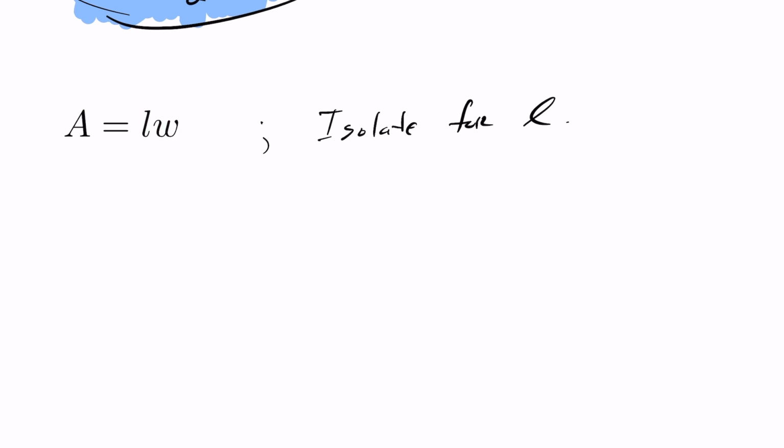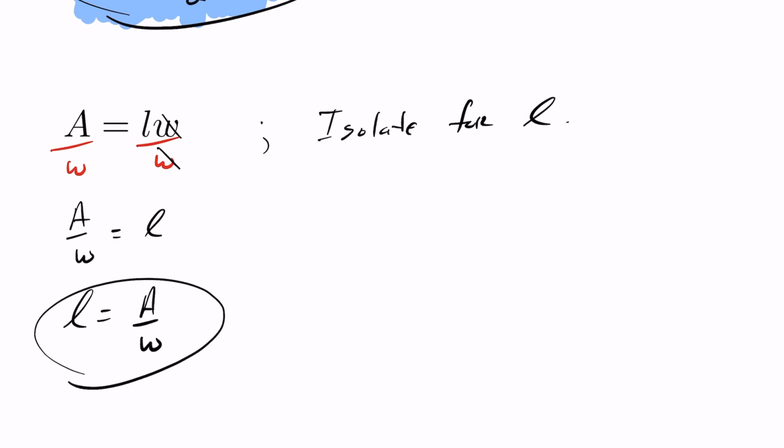To unravel that, you have to divide across by W, in which case here I get A over W equals L, as W divided by W is 1. And again, if the left-hand side of the equation equals the right, you can rewrite this as the right-hand side of the equation equals the left. And therefore, I've isolated for L, and L equals A over W.